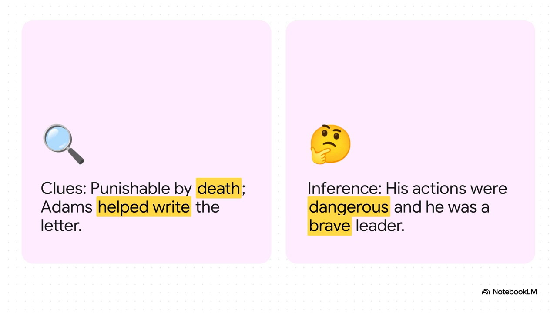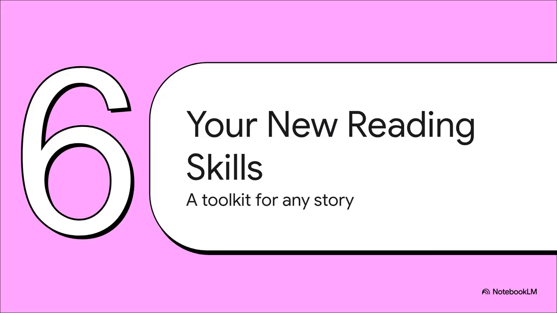And another thing, it says Adams helped write that letter. Well, if he did something that could get him killed, what does that tell us about him? We can infer that he was probably very brave and maybe a leader. See how that works? We're using the clues to learn more. You have done such a fantastic job today. Seriously. Let's quickly review all the amazing new skills that you can now put in your reading toolkit.